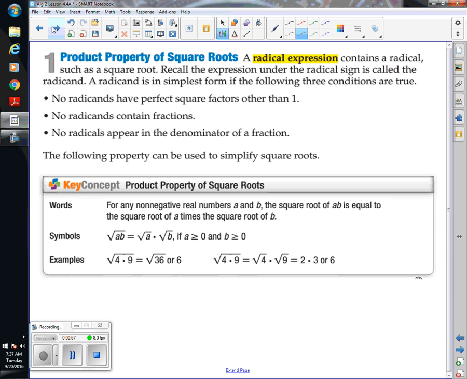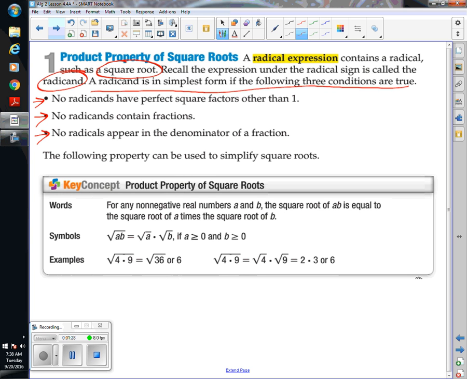Okay, when we're looking at radical expressions, a radical expression contains radicals such as a square root. Now, the expression under the radical sign is called the radicand. A radicand is in simplest form if the following three conditions are true. No radicands have perfect square factors other than 1. No radicands contain fractions. No radicals appear in the denominator of a fraction.